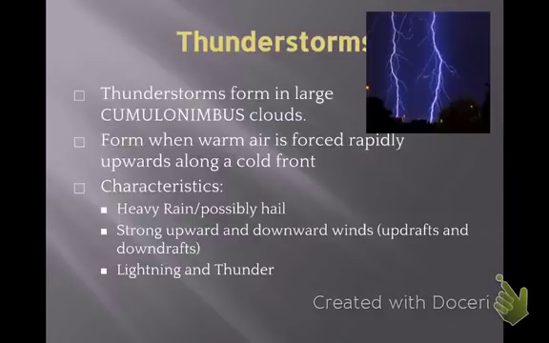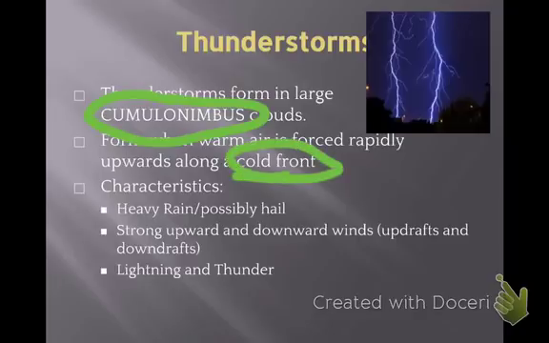Okay, thunderstorms we're most familiar with. We talked about cumulonimbus clouds already. That's where our thunderstorms form. They form when warm air is forced up rapidly along a cold front. And I told you cold fronts bring us thunderstorms. That's good to know. Characteristics of a thunderstorm: heavy rain, possible hail, strong upward and downward winds, your updrafts and downdrafts.